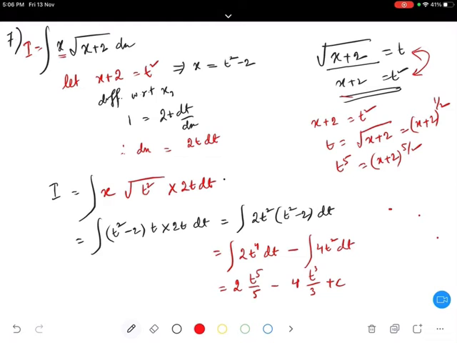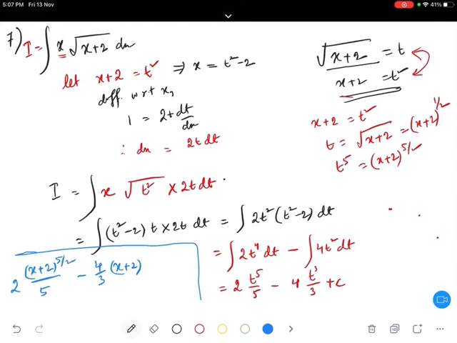So in this way, I am writing the answer here. The answer will come out to be 2 times (x plus 2) to the power 5 by 2, divided by 5. From where do I get 2? Then what we have is minus 4 by 3 times (x plus 2) to the power 3 by 2 plus c. That's it. That's my answer.